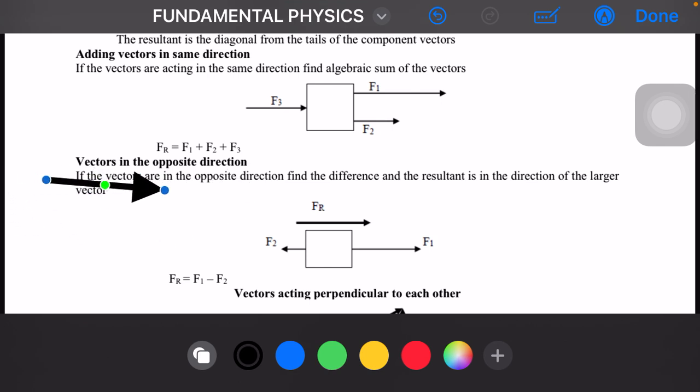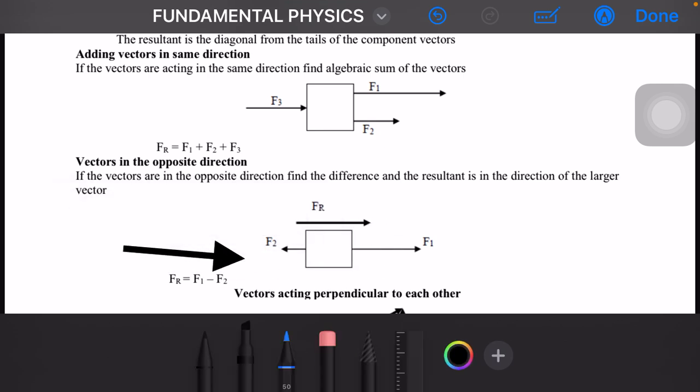If the vectors are in the opposite direction, you need to find the difference, and the resultant is in the direction of the larger vector. So looking at these vectors here, you see that vector 1 or f1 has a longer line than f2. So you need to find the difference between this one and this one. How do you find the difference? You need to subtract this one from this one, and the answer you get, that will be what?